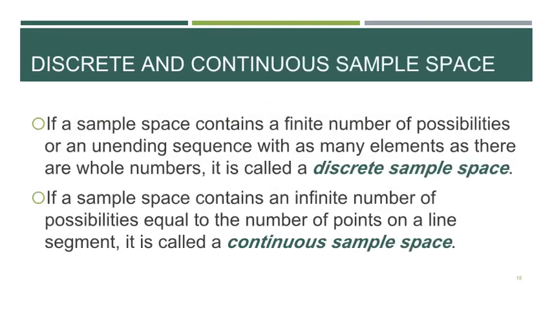A sample space whose number of possibilities is limited or countable is called a discrete sample space. However, if a sample space contains an infinite number of possibilities which includes all real numbers, it is called a continuous sample space.